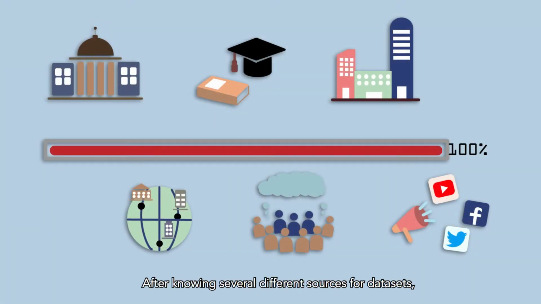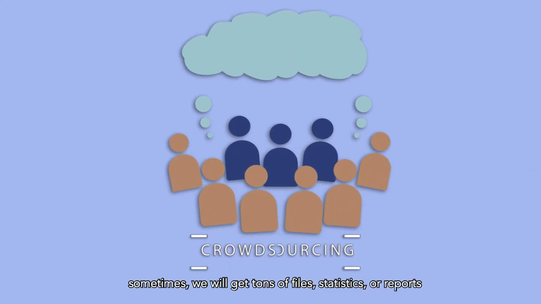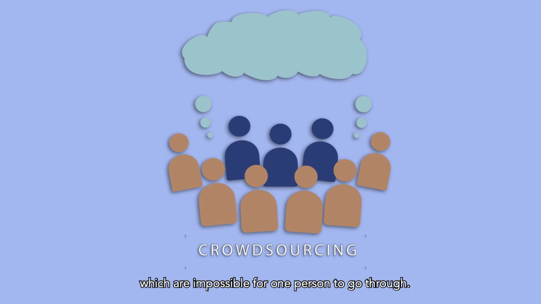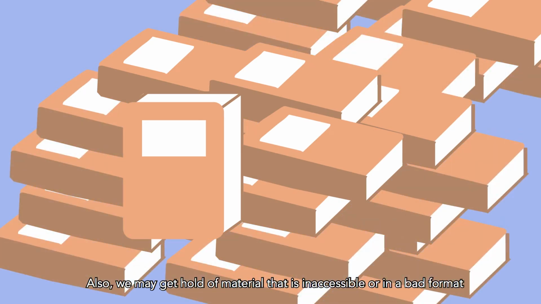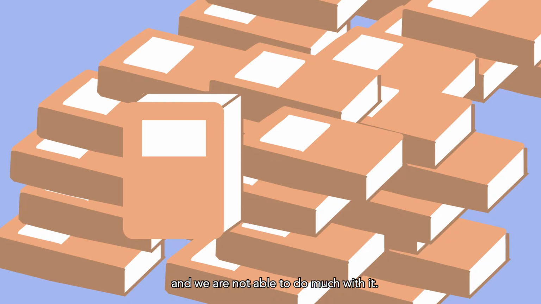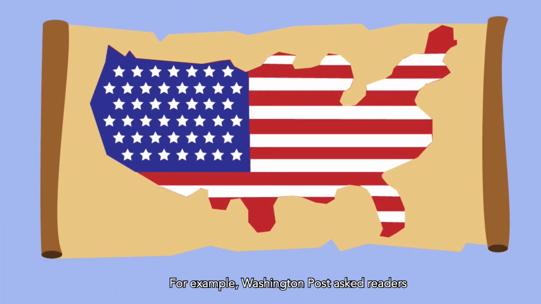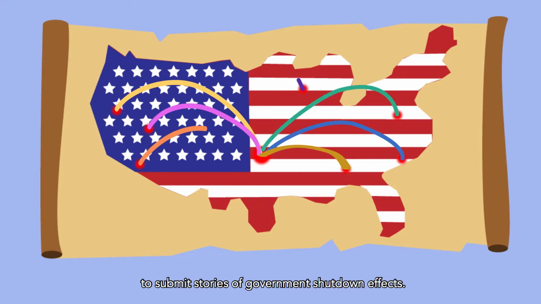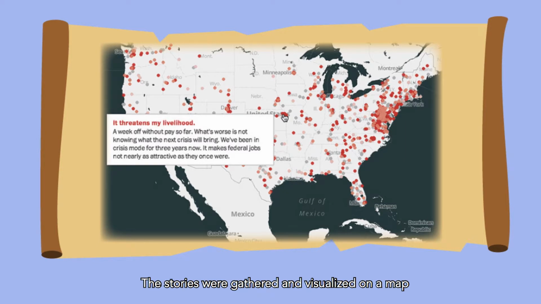After knowing several different sources for datasets, sometimes we will get tons of files, statistics, or reports which are impossible for one person to go through. Also, we may get hold of material that is inaccessible or in a bad format, and we are not able to do much with it. This is where crowdsourcing can help. For example, Washington Post asks readers to submit stories of government shutdown effects. The stories were gathered and visualized on a map and delivered as data journalism work.